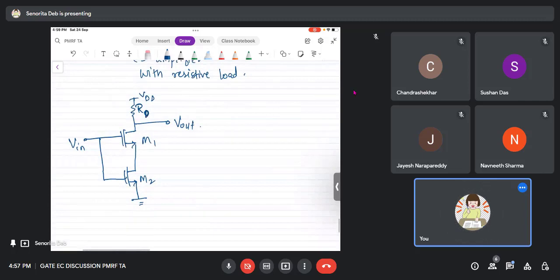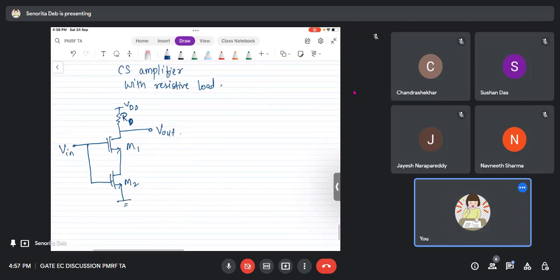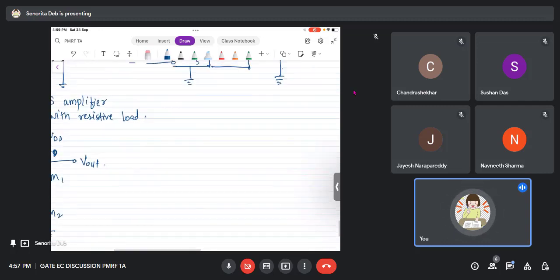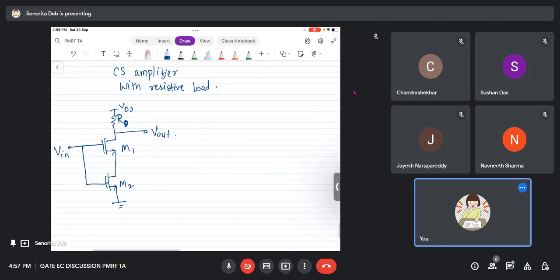Now you see there are two MOSFETs, right? There are two MOSFETs. Now you have to do the small signal. So what will you do? The way I do it is that I separately make the small signals first. Okay, so let me just make the small signal of M1 first.